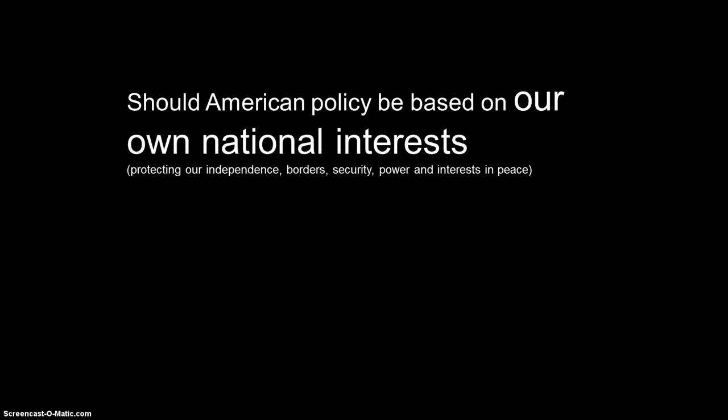So looking at that lens, then we have to decide what kind of an internationalist country do we want to be. Should American policy be based on our own national interests, right? Should we worry about protecting our independence, protect our borders, make alliances with countries that can benefit us and help countries that benefit us? This would be more of a realism approach, right, which is typically patterned after guys like Thomas Hobbes, who we talked about, that believe that people and countries do things in their own selfish interests, and therefore we should do that as well.